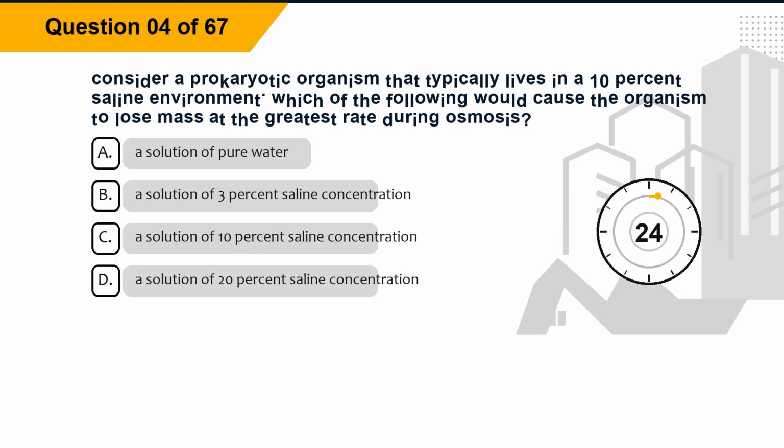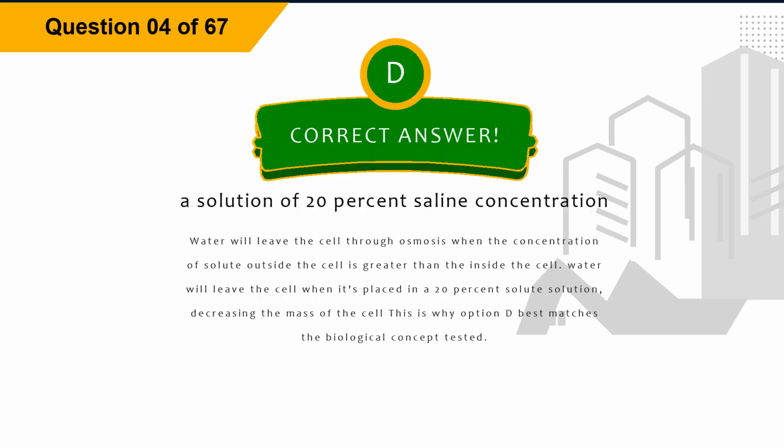Question 4. Consider a prokaryotic organism that typically lives in a 10% saline environment. Which of the following would cause the organism to lose mass at the greatest rate during osmosis? Option A, a solution of pure water. Option B, a solution of 3% saline concentration. Option C, a solution of 10% saline concentration. Option D, a solution of 20% saline concentration. The correct answer is option D, a solution of 20% saline concentration.